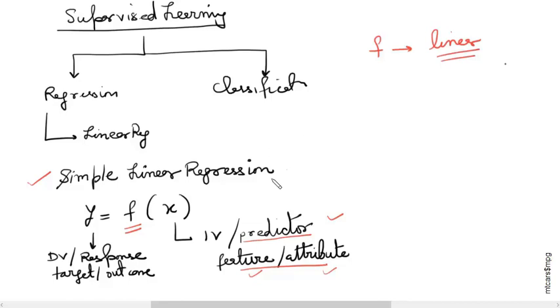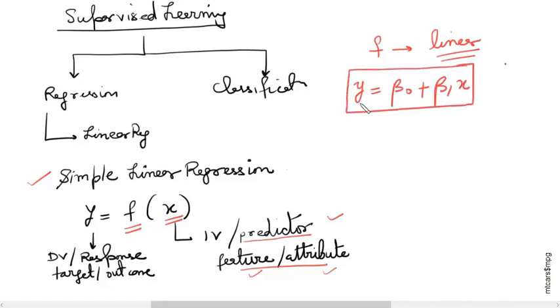So what can be a linear function with one independent variable? Yes, it is the equation of a straight line. So we go back to mathematics here. What is the equation of a straight line? Remember, we learned in high school, the equation of a straight line is denoted as beta naught plus beta 1 x, where y is the dependent variable which depends on the values of x, and x is the independent variable.